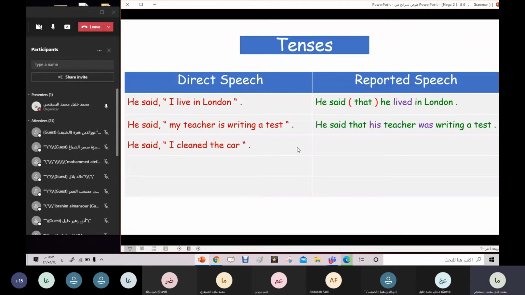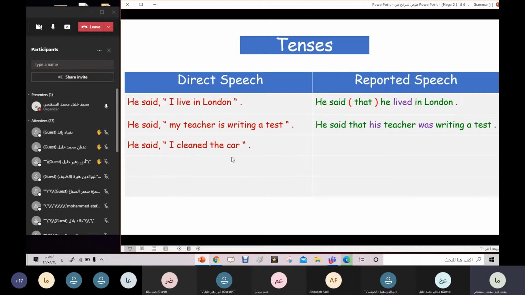Who can change it? He said, I cleaned the car. Yes. Okay, Anwar? He said, I cleaned the car, reported speech. He said that he was cleaning his car. Be careful. Here we have simple past, change into past perfect. He said that he had cleaned his car. Good. And then here we have to change the tenses. If it is present, change into past. If it is past, change into what? Past perfect. And the pronouns.